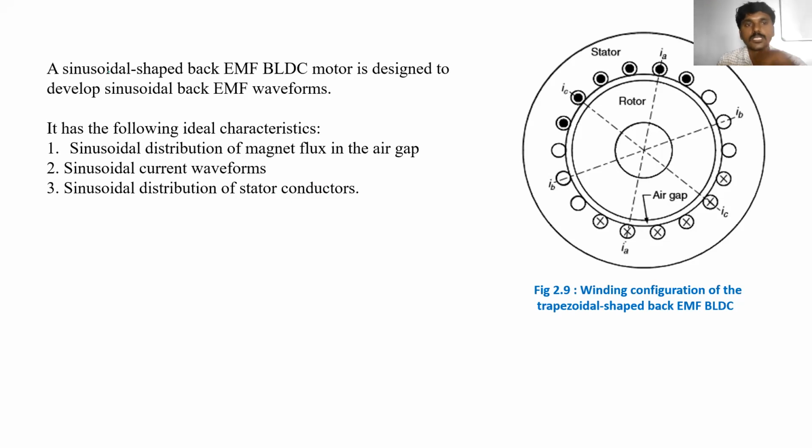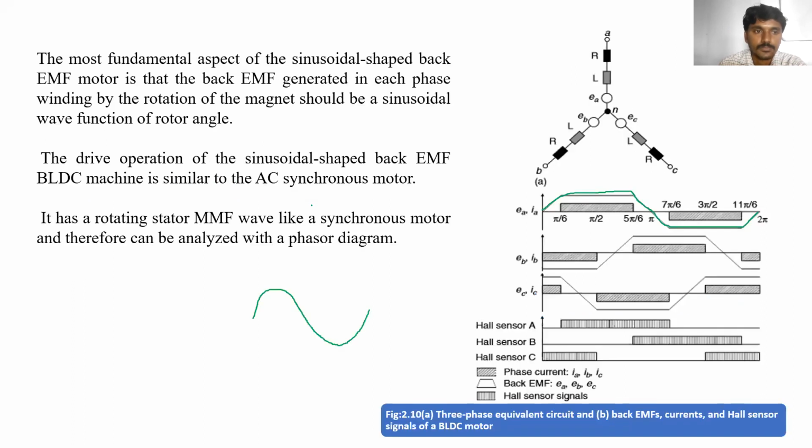So a sinusoidal shaped back EMF brushless DC motor is designed to develop sinusoidal back EMF waveforms. It has the following ideal characteristics: sinusoidal distribution of magnetic flux in the air gap, sinusoidal current waveforms, and sinusoidal distribution of stator conductors. The stator conductor is designed like that in order to produce the sinusoidal EMF and sinusoidal current waveforms.